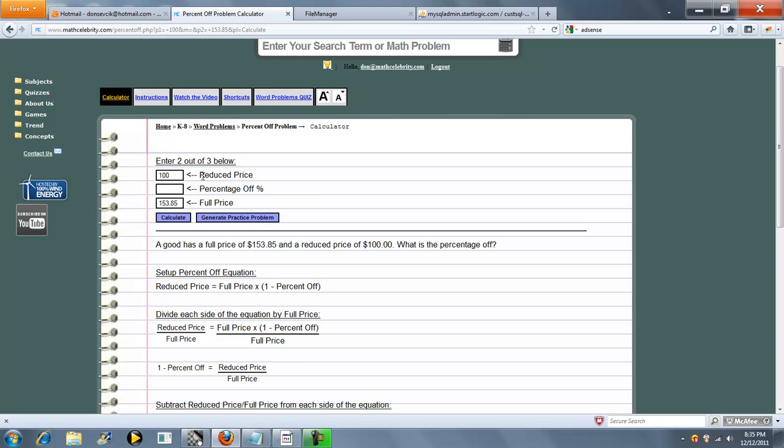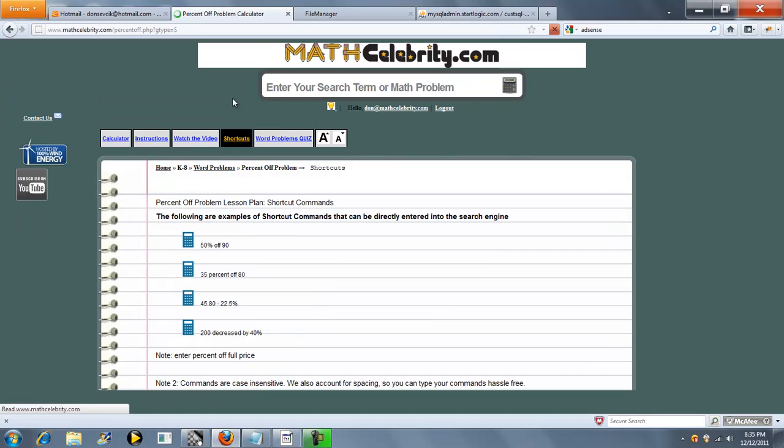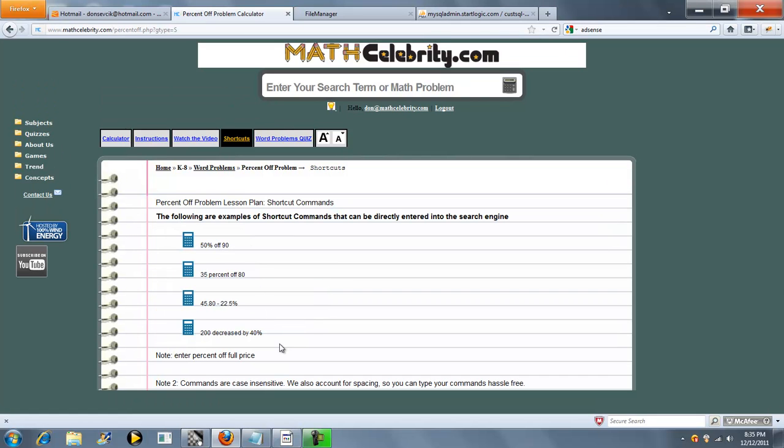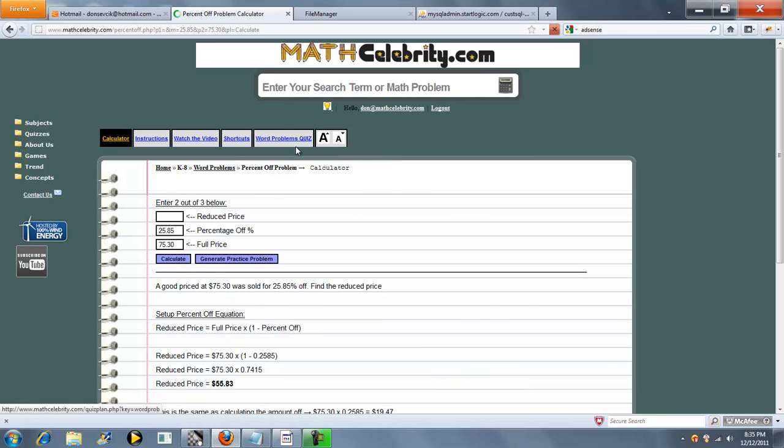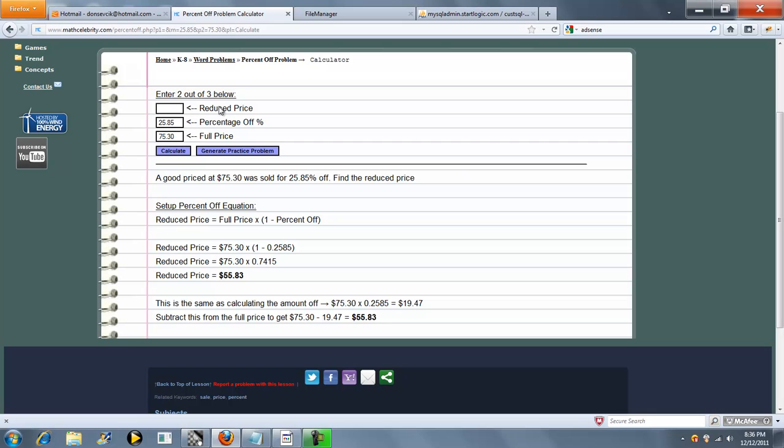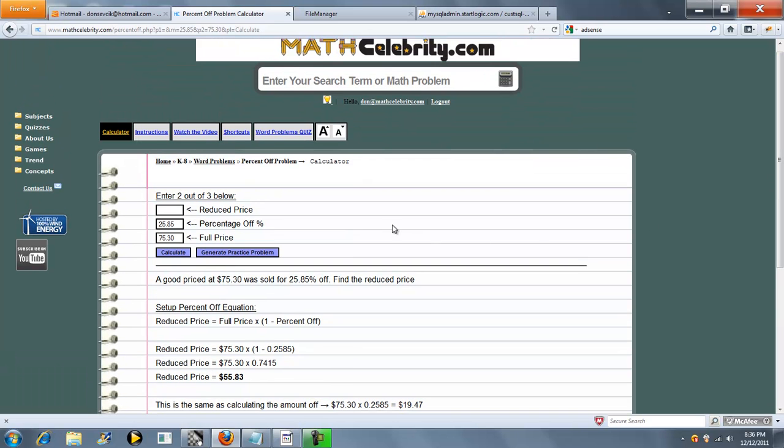You can solve for any of the three items, and we also have shortcuts, as I displayed before, for solving for the reduced price. So we'll run one more shortcut. Actually, let's run this one first. We'll change some numbers around too. We'll do 7530 minus 25.85. Let's see what we get. So again, it loaded your full price and your percentage off, calculates the reduced price, and there you go. So that's pretty much it.